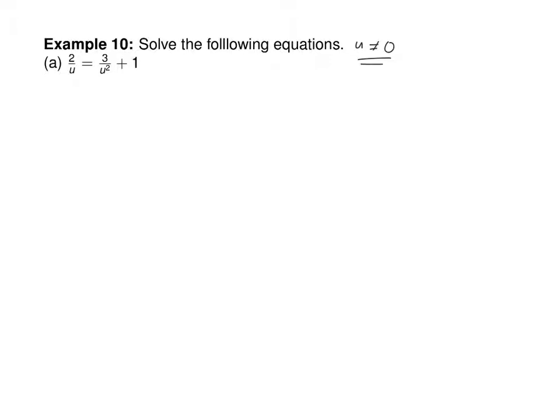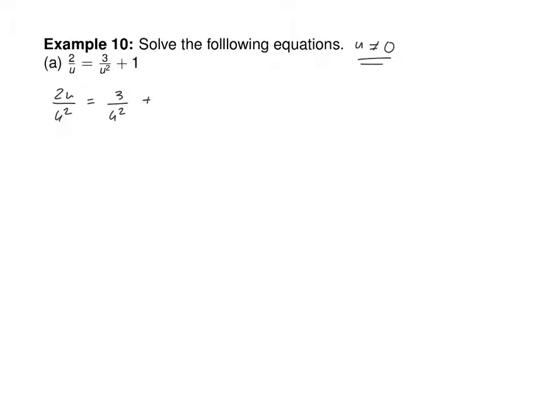So how about we start this problem? I don't know about you, but the first thing I would think is that if I see a fraction, I think common denominator, right? Does that make sense? And I think it's easiest to get a common denominator across the entire fraction. So what do you multiply the fraction on the left of the equal sign by? U. So that's going to be 2u over u squared equals 3 over u squared.